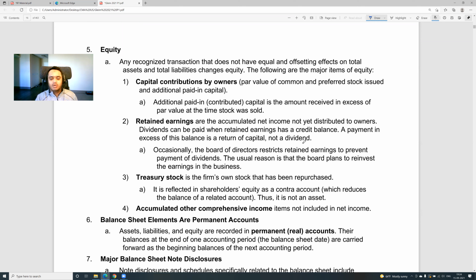Now you can see, occasionally the board of directors restrict retained earnings to prevent payments of dividends. This is the usual reason: the board plans to reinvest the earnings in the business. Most of the time they try to do it. I guess we have a few people. What do board of directors do in organizations? Do they keep their retained earnings, distribute them, or put them in the business? What happens most? Can you share with me? Anyone?